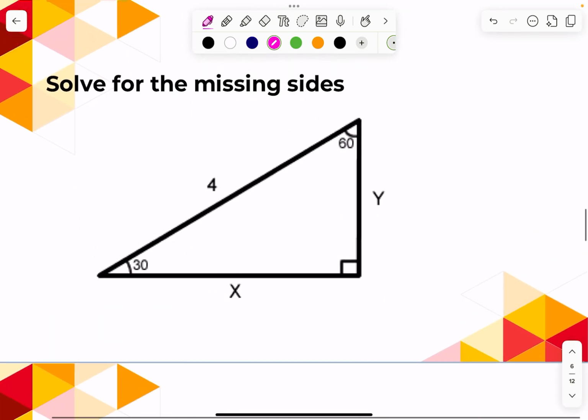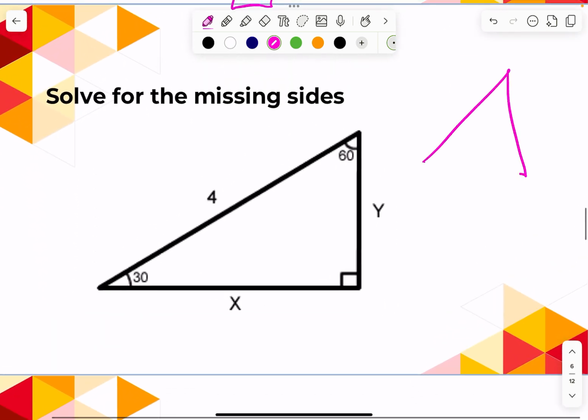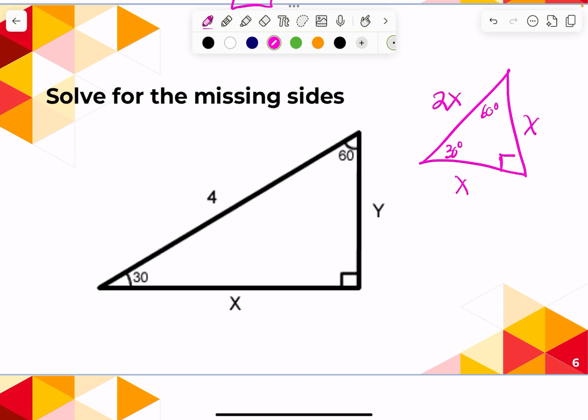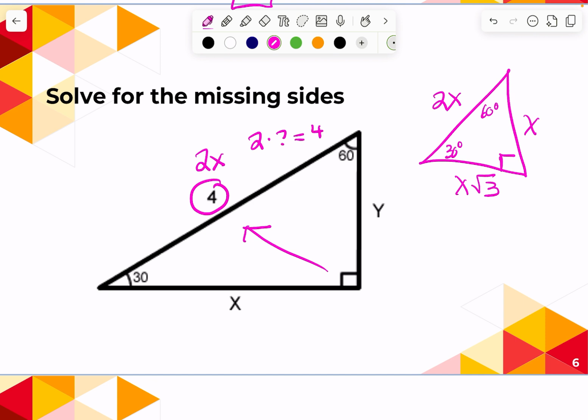Next one is a 30, 60, 90. Before I start, I'm going to draw my 30, 60, 90. 30, 60, 90. X, 2x, x root 3. I look at 4. 4 is opposite of the 90-degree angle, which is called my hypotenuse. So 4 is acting like 2x. 2 times what gives me 4? X equals 2. So that means that this side has to be 2, and this side is 2 root 3.